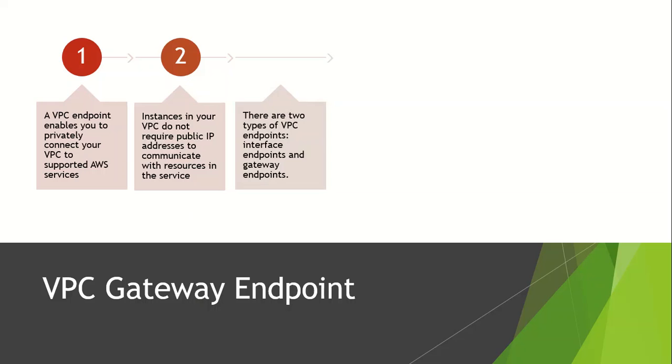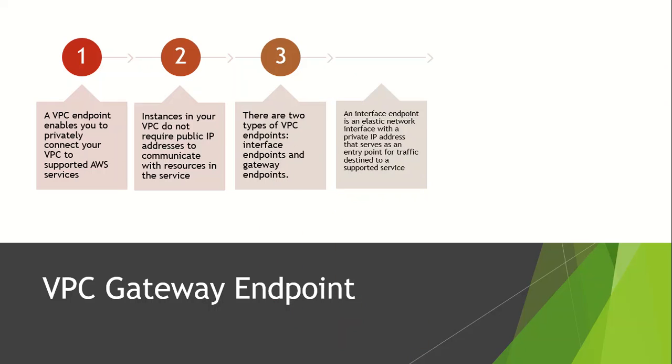Now the question comes, how many types do we have? So as of now, AWS has two types of endpoints. One is an interface endpoint and the other one is a gateway endpoint. Today we are going to talk about gateway endpoints, but it is good to know about the interface endpoints as well, which I'll be covering in a different video.